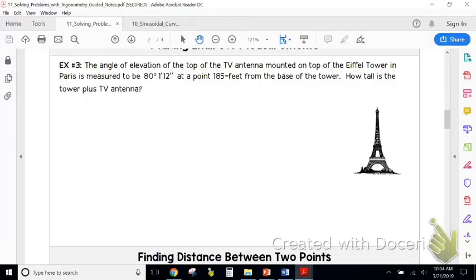All right, so example 3 says the angle of elevation of the top of the TV antenna mounted on top of the Eiffel Tower in Paris is measured to be 80 degrees, 1 minute, and 12 seconds at a point 185 feet from the base of the tower. How tall is the tower plus the TV antenna?